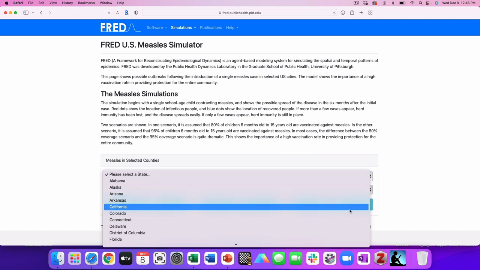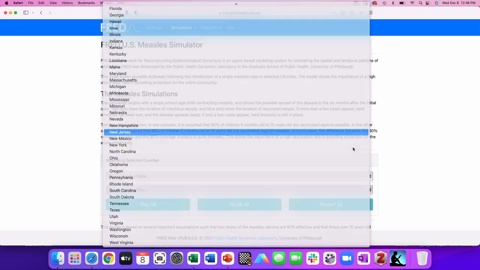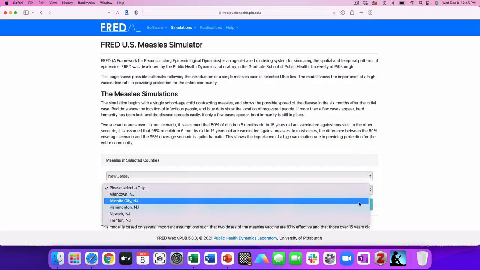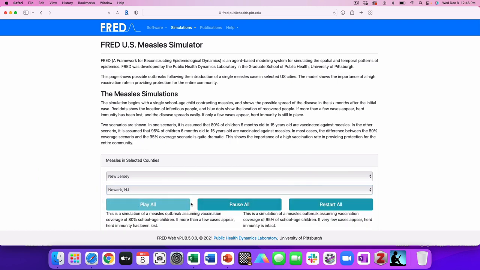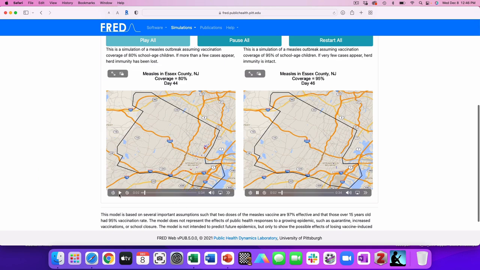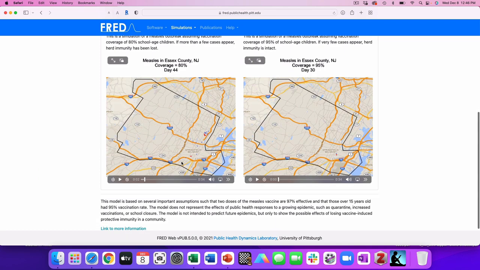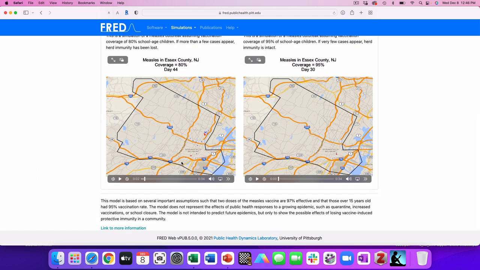The thing that I really like about this one is you can actually make it local. It uses real population data about things like population density and other parameters to do this correctly. So this is showing us Essex County, New Jersey. Drew would be right over here in the county next to it. This is the closest we can get to here. And we're going to watch measles spread through this population.